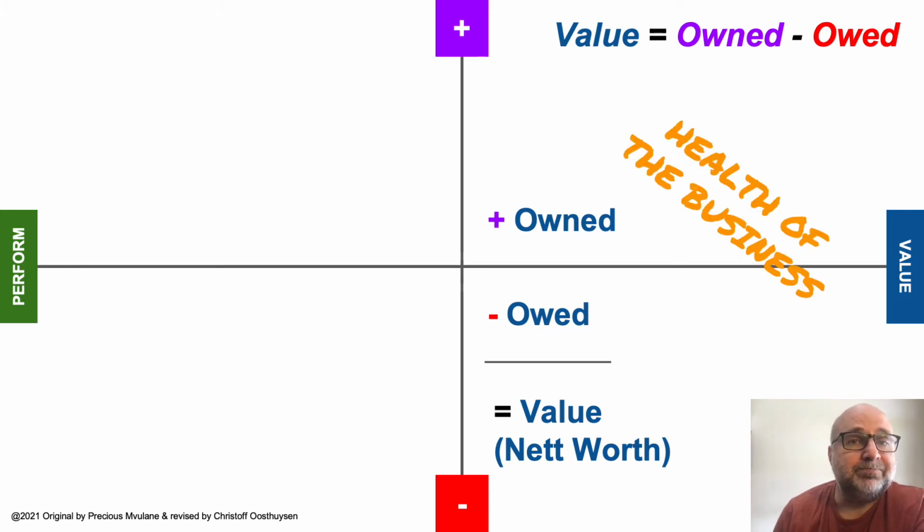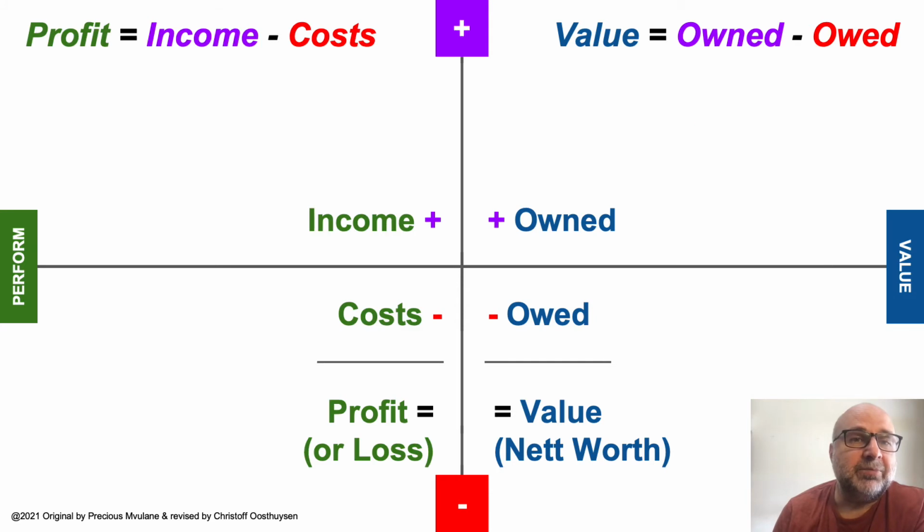So you can see that the health of our business is indicated by this state that we're in. And if the things that are owned by us are more than the things that are owed to others, then our net value or net worth will be higher. Okay, so that's the basics of it.